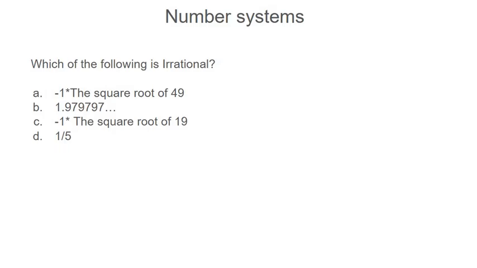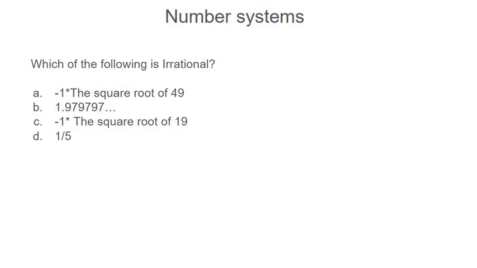Irrational numbers, they cannot be made as a ratio. A ratio is basically x over y. You can write any rational number as x over y, but not irrational numbers. So if we can truly do that to b, then it must be rational, and that means it's not irrational. So b is also not an option.